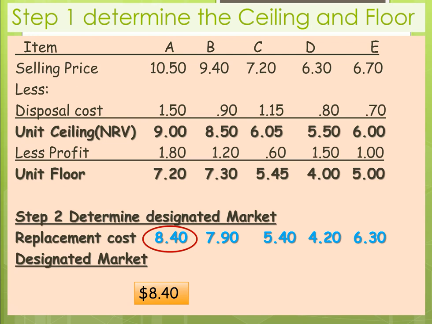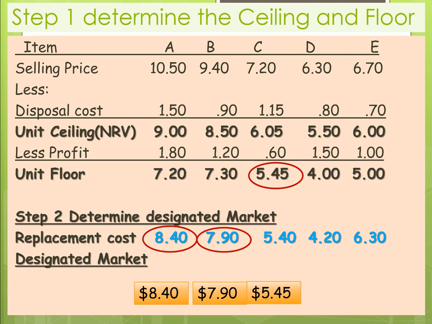Now we're going to look at the $7.90. It is higher than the $7.30 but less than the $8.50, so we would use the $7.90. Now we look at our $5.40. Our $5.40 is lower than the floor, so what we have to use is the floor. We cannot go below $5.45. Now we're going to look at the $4.20. That does fall within the range, so we would use that. And then our last is $6.30. It's higher than the ceiling, so we must use the $6.